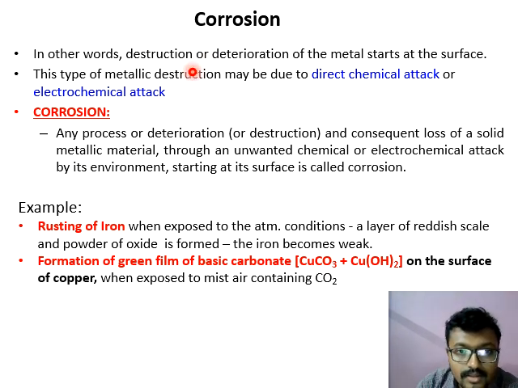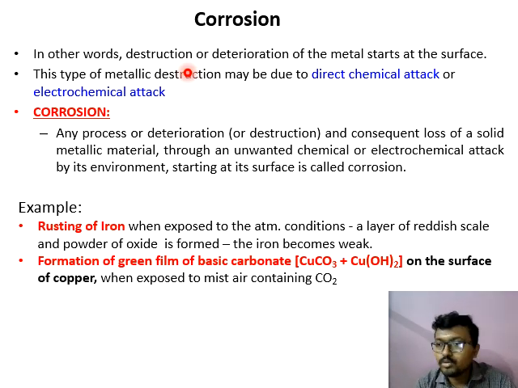Corrosion is a very common thing we always see in our environment. We have seen the rusting of iron. If we keep one iron rod outside, we can see rust formation on its surface after a few days. So this rusting is a part of corrosion. Corrosion is mainly a destruction or deterioration of the metal starting at its surface because of some chemical reaction with its environment. It can be direct chemical attack or electrochemical attack.